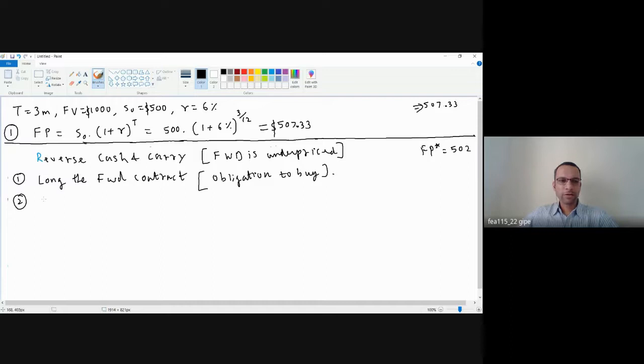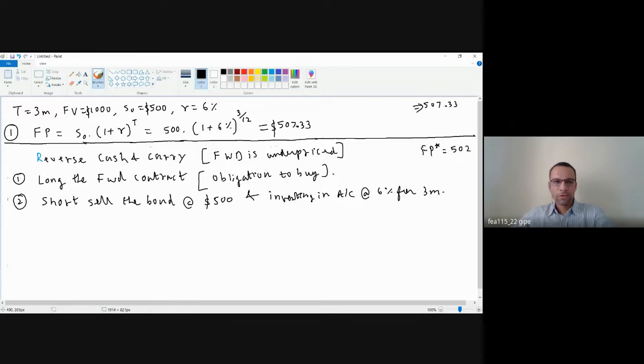Simultaneously, today I'll short sell the bond at 500 because that's the going price, right? That immediately results in a cash flow of $500, and I'll be investing this in the bank, or in my account, at 6% for 3 months. So two actions which I do today: I take a long position in the forward contract, which is an obligation to buy, and I short sell the bond at 500, and whatever proceeds I receive, that is the 500, I invest at 6% for 3 months, which is the going rate.